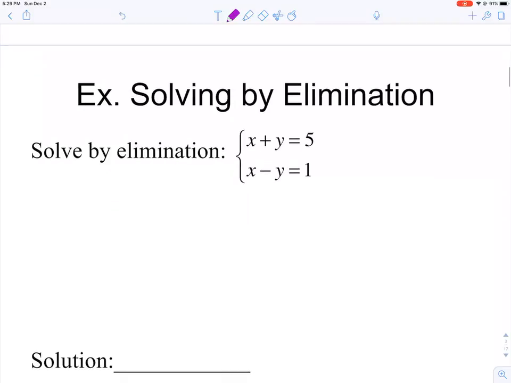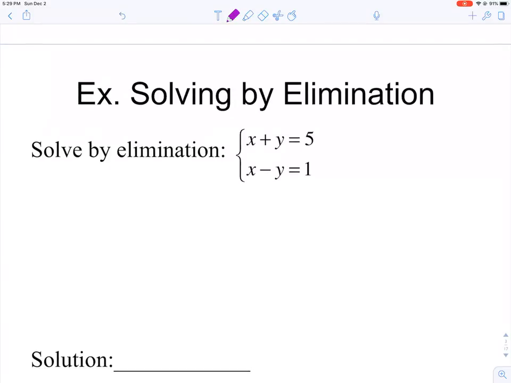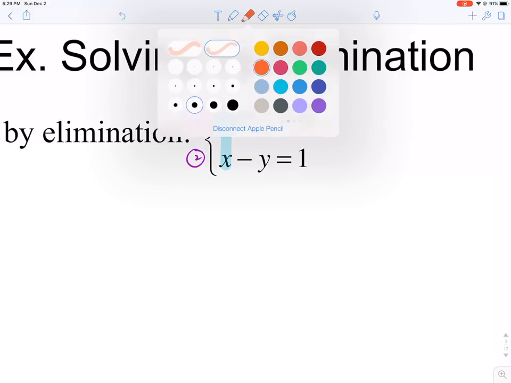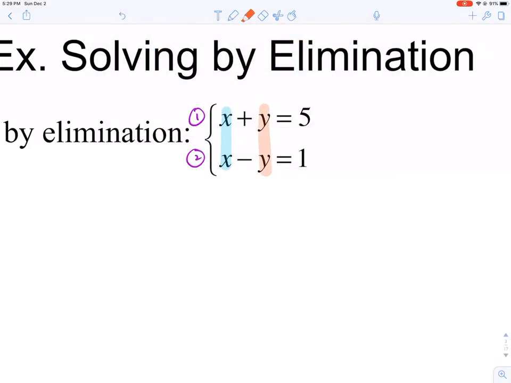So let's look at this first system of linear equations. I'm going to call this equation 1 and this equation 2, just to help keep us organized. Notice that our x terms are lined up and our y terms are lined up, which is what we want. And the coefficients of the x terms are both 1. The coefficient of the y term in the first equation is 1, and the coefficient of the y term in the second equation is -1. Well, 1 and -1 are opposites of each other.